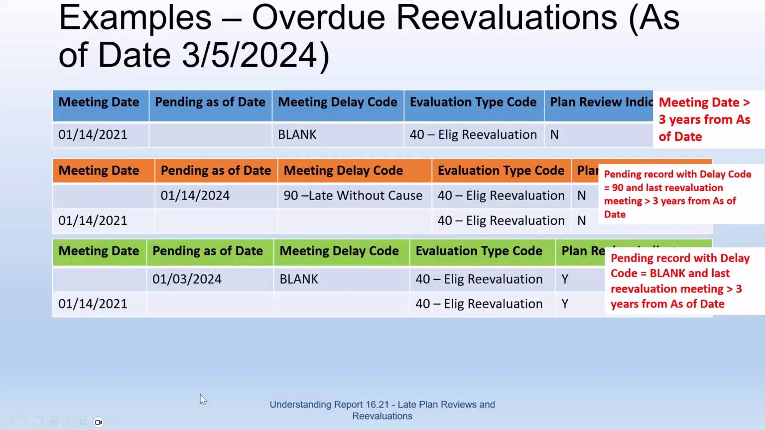Third scenario is we had a reevaluation on January 14th, 2021. Pending record was submitted as of January 3rd. There is no meeting delay code in here, okay? So what we're looking at is the last reevaluation date as compared to the report date, and this will show up in the overdue plan with pending record category.